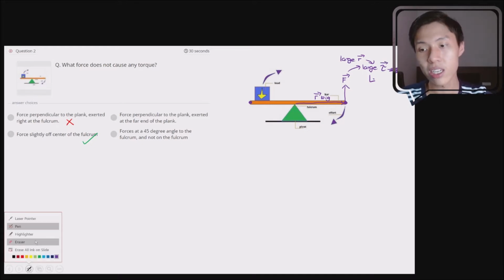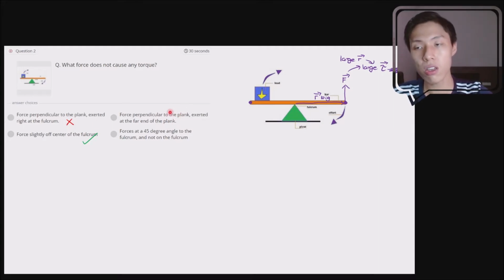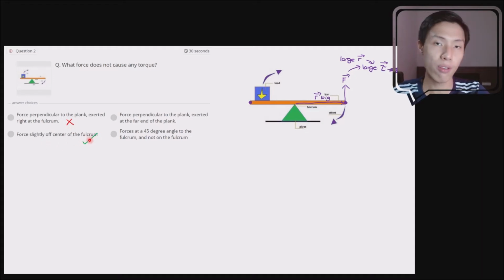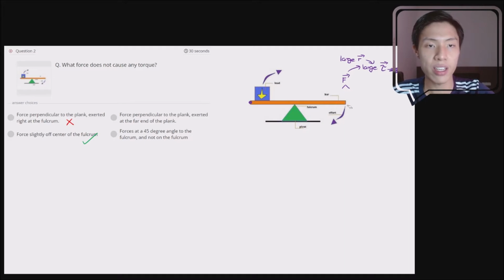Okay, if you assume all the forces have the same magnitude, I mean for all 4 options here the forces have the same magnitude, then this one exerted at the far end of the plank will probably have a greater torque than the torque produced by the force that is off center of the fulcrum. Okay, last one, we have a force at a 45-degree angle to the fulcrum and not on the fulcrum. So the force is not exerted on the fulcrum, so you can think of it as either slightly off center or far off the center of the fulcrum.